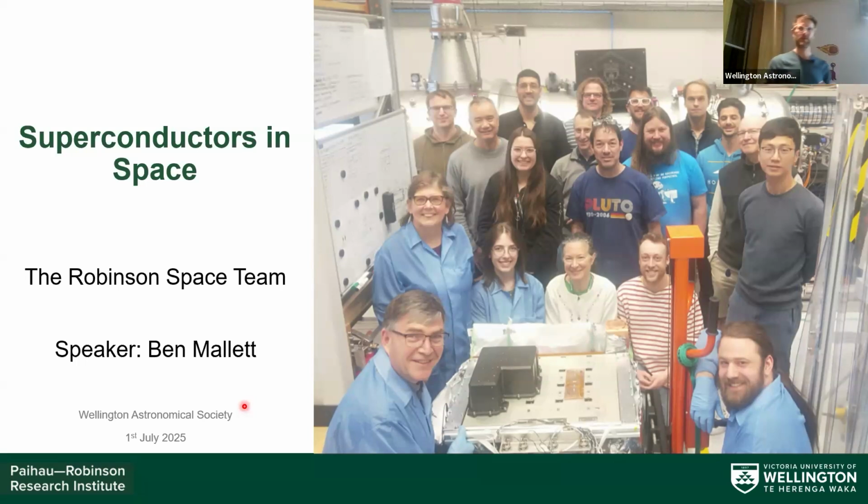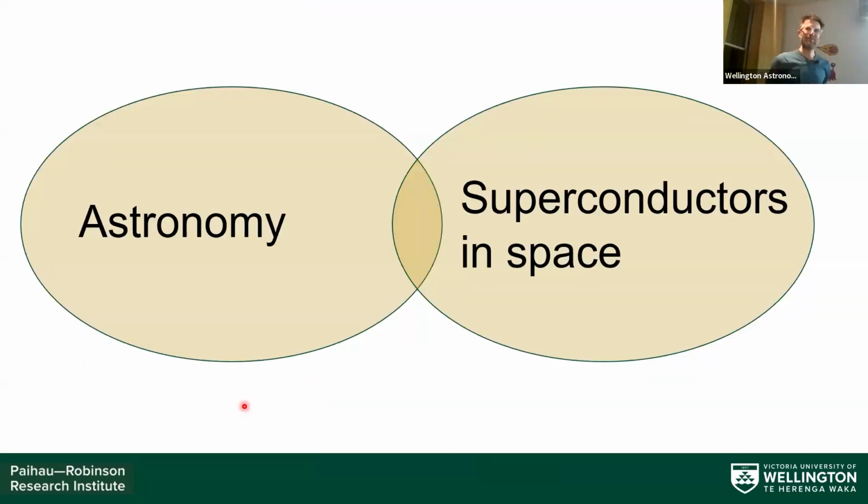I'm here presenting the work on behalf of the team at Robinson. You can see a photo of the space team there, and I would like to talk about superconductors in space. And the very first thing I thought was, well, how is it related to astronomy? And yeah, I mean, there's not a huge overlap, but there's a few things there which I thought was quite fun. So I'll go into those examples and we'll see what we make of them.